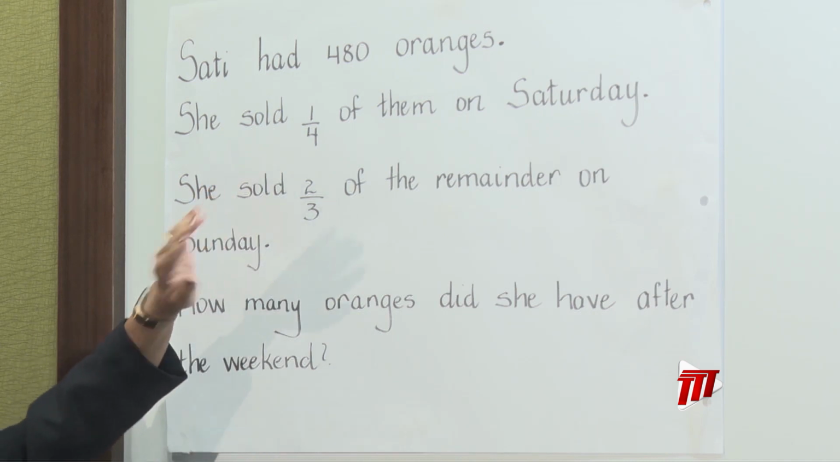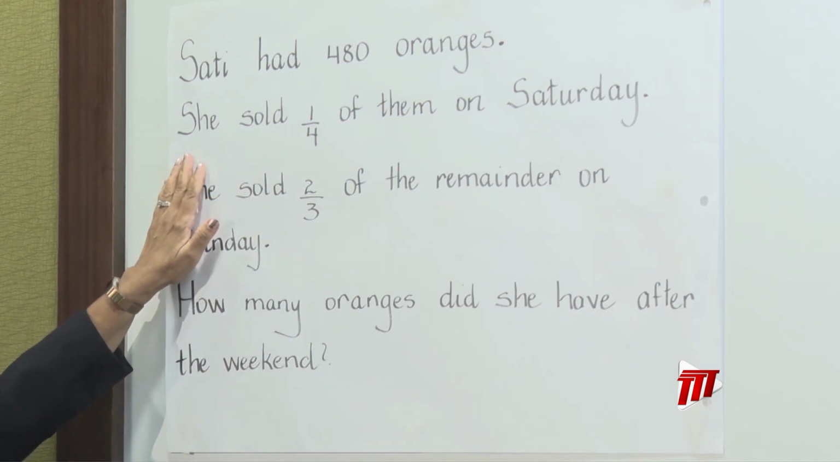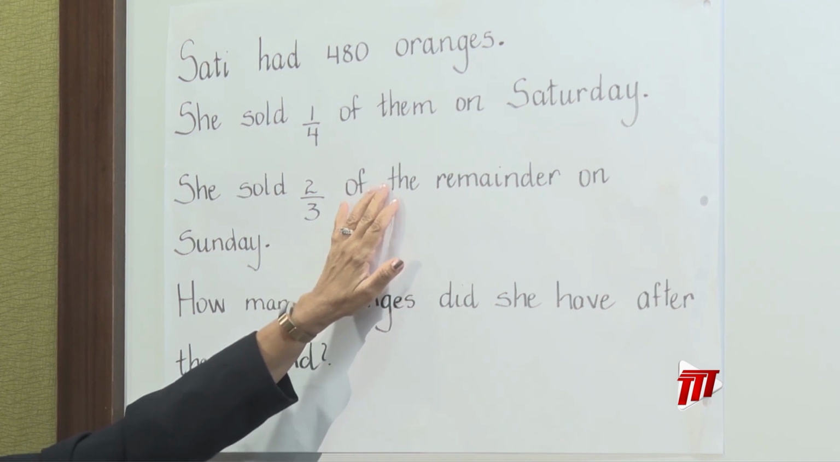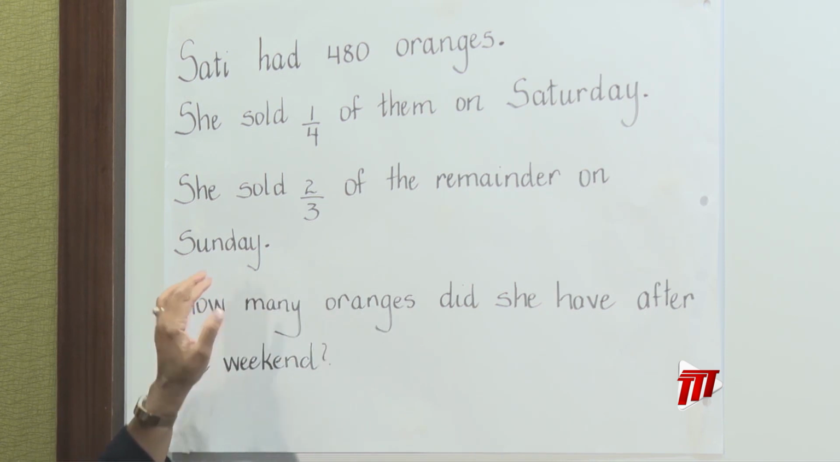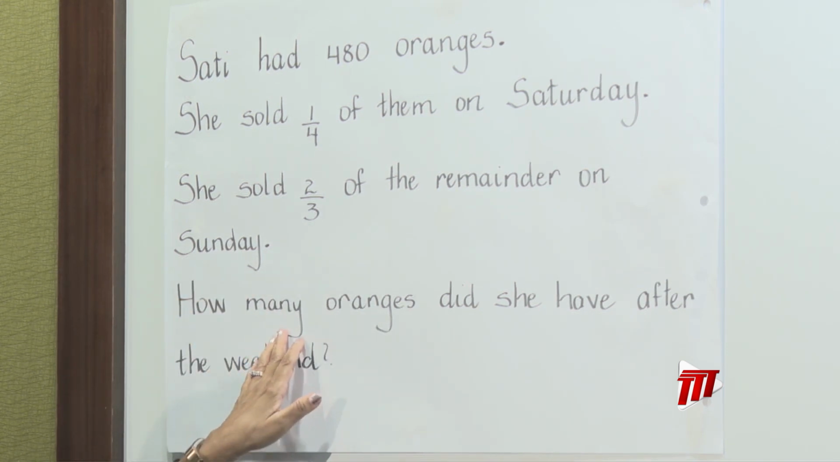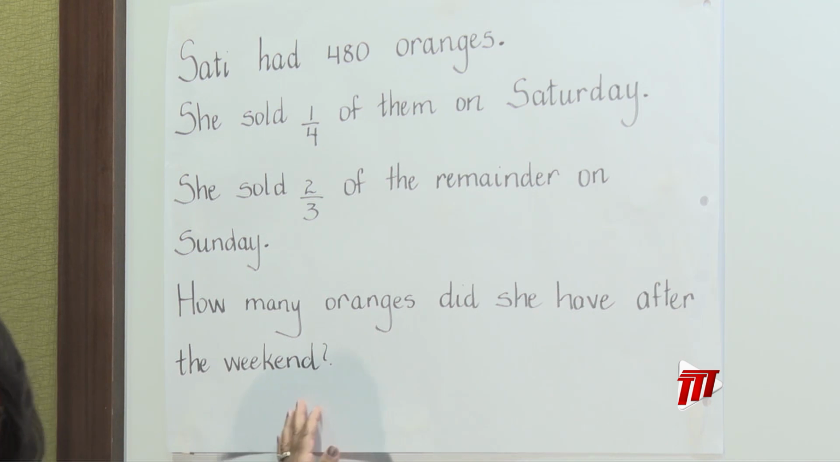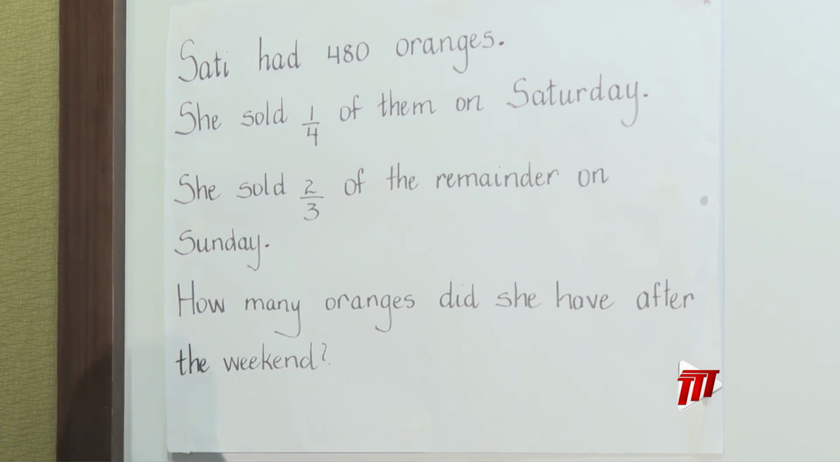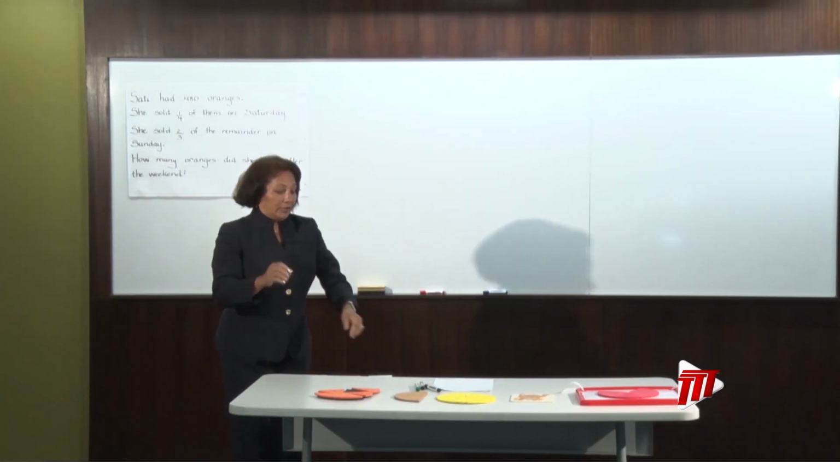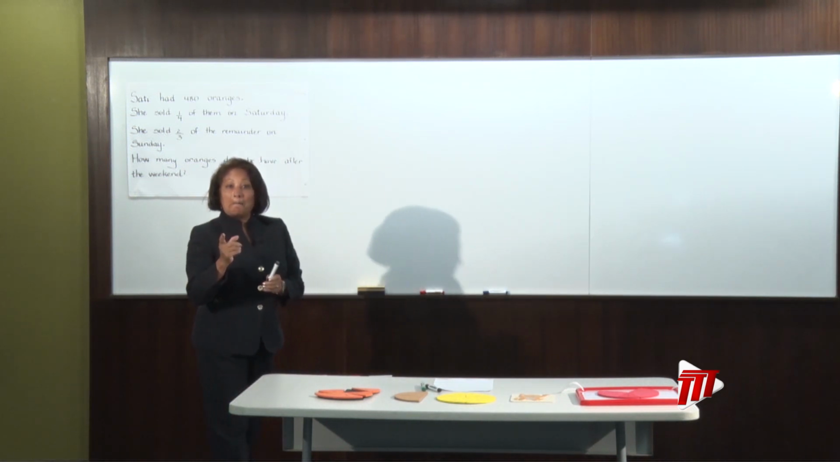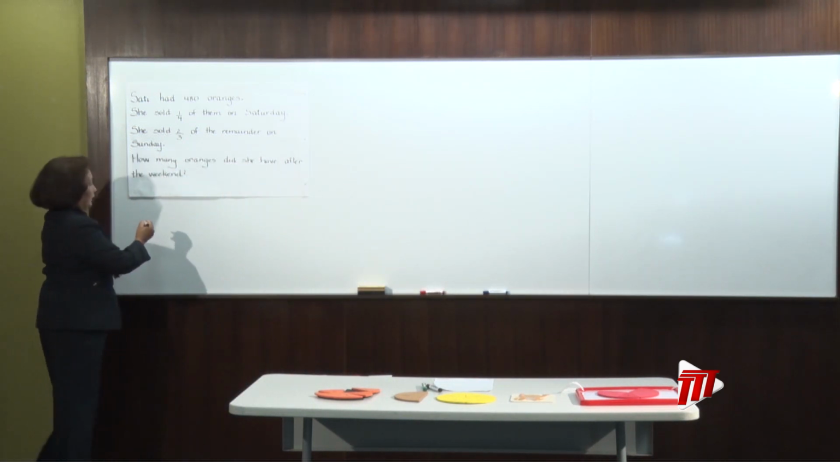Sati had 480 oranges. She sold a quarter of them on Saturday. She sold 2/3 of the remainder on Sunday. How many oranges did she have after the weekend? So she sold some on Saturday, she sold some on Sunday, and we want to find out how many were left afterwards. Now, when you talk about how many, it seems to indicate that you have to find a number, all right? So we're looking at the different methods.